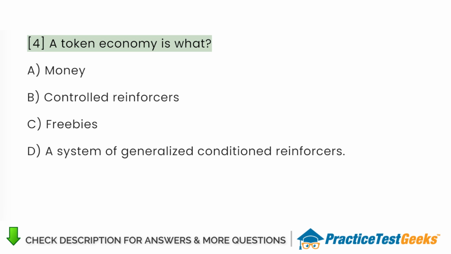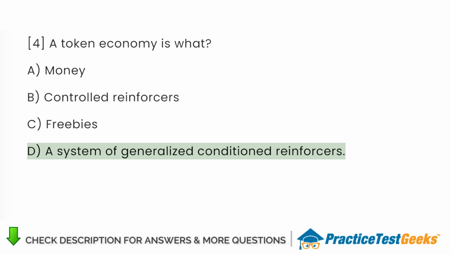A token economy is what? A. Money. B. Controlled reinforcers. C. Freebies. D. A system of generalized conditioned reinforcers.